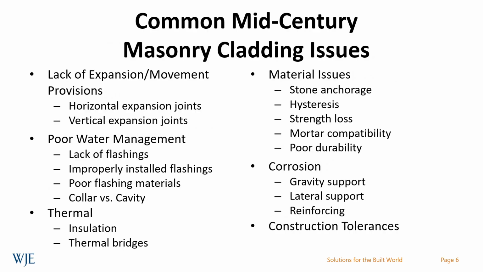Some common issues that exist in mid-century masonry cladding systems include lack of expansion and movement provisions, including horizontal expansion joints and vertical expansion joints, poor water management, including a lack of flashings, improperly installed flashings, poor flashing materials, and collar versus cavities, thermal, including insulation as well as thermal bridges, material issues, stone anchorage, hysteresis, strength loss, mortar compatibility, poor durability, corrosion of both gravity support and lateral support, as well as reinforcing, and then finally, construction tolerances. I'll go into each of these in a little bit more detail now.